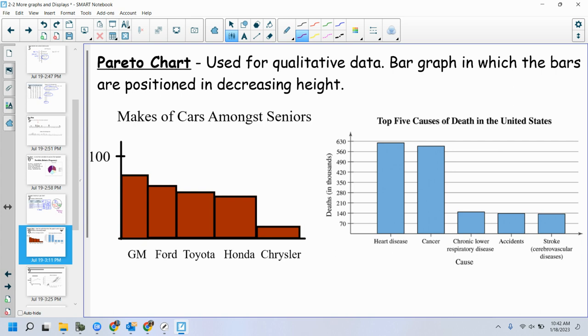So I've got two Pareto charts here for you. The bars can be touching, but they don't have to be touching. It's not like we need boundaries here, right? It's not like something's going to fall between a category. No. GM, Ford, Toyota, Honda, or Chrysler makes of cars among seniors.